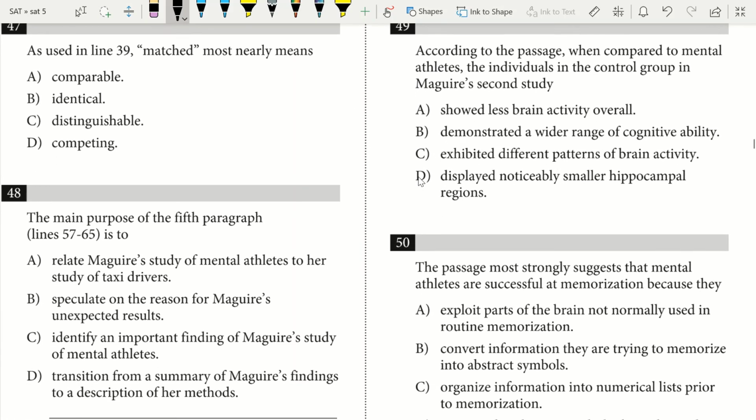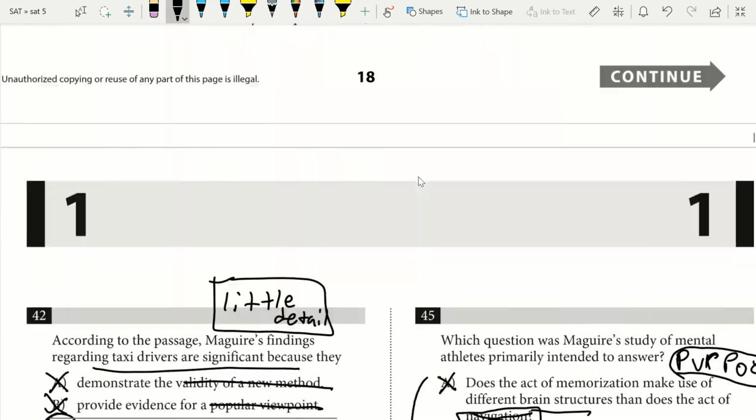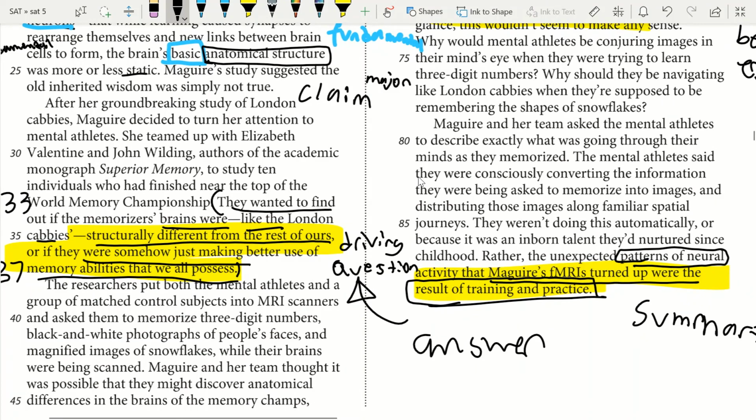Okay, as used in line 39, matched most nearly means what? Obviously a words in context question because it says most nearly means. We can go ahead and run up to line 39 and see what matched most nearly means. So let's go ahead and do that. So line 39 is right here. Okay, I'm going to put it in blue so you can see it better. All right, we've got the researchers put both the mental athletes and a group of matched control subjects into MRI scanners and asked them to memorize 3-digit numbers.